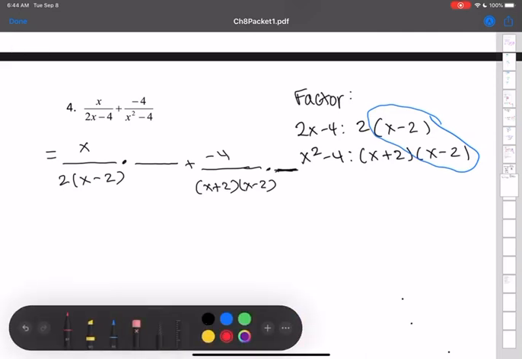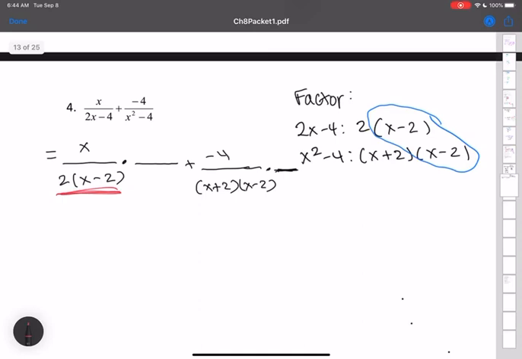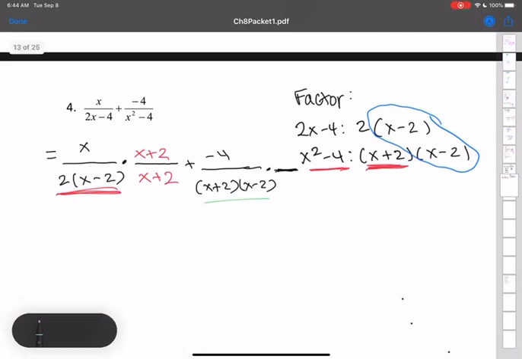So in this first one, we're looking at the 2x minus 4, which is 2 times the quantity x minus 2. We look at the opposite one, which is x squared minus 4, and we see that the factor that's missing is x plus 2. And the next one, we have the difference of squares. We look at the opposite one. We see that the factor that's missing is 2.